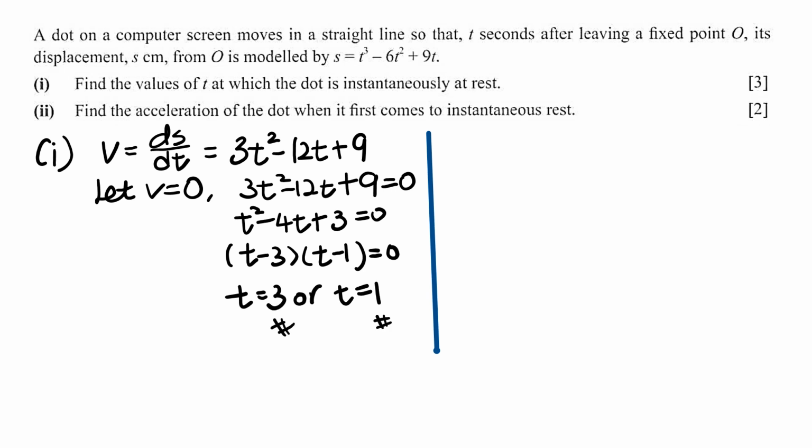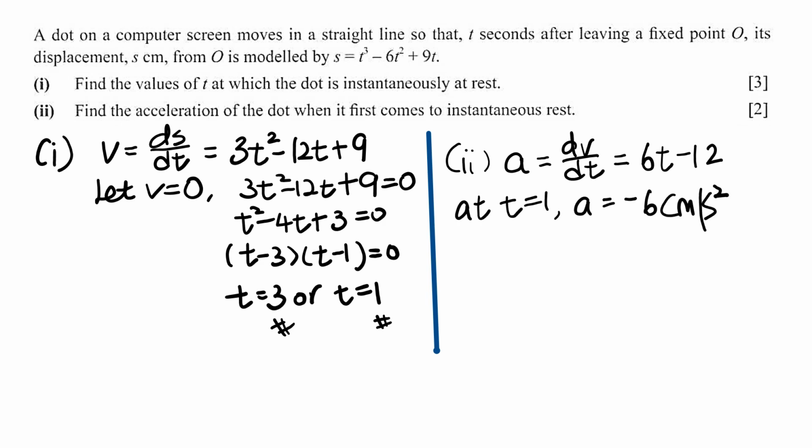So that's part 1. Part 2 is when it first comes to instantaneous rest. There are two timings that it comes to instantaneous rest, t equals 1 or t equals 3. So t equals 1 is the first one when it comes to rest. We differentiate the velocity again to find the acceleration, then substitute t equals 1, and that's the answer.